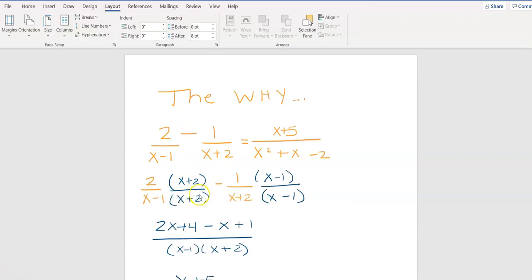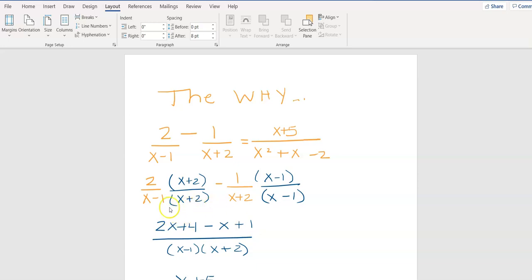So what you would do is multiply the first piece by the denominator of the second fraction, in both the numerator and the denominator. You do the same idea with the second piece: you would multiply it by the denominator of the first little fraction, so it would be multiplied by x minus 1 in both the numerator and the denominator. Then you would distribute the 2 upstairs here. You distribute your negative 1 upstairs here, and you get 2x plus 4 minus x plus 1.